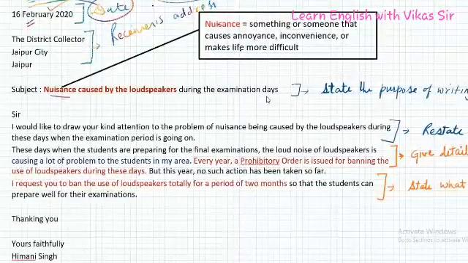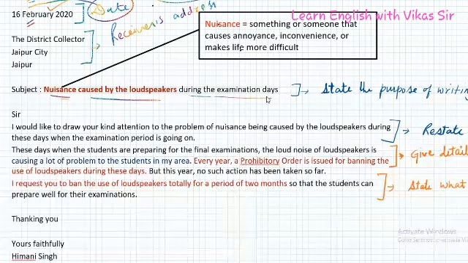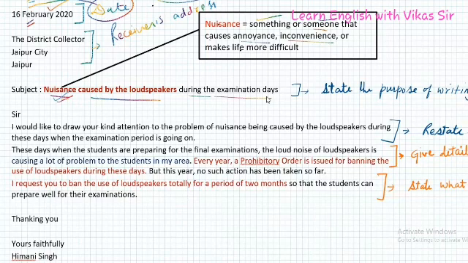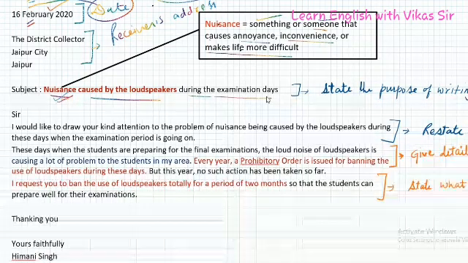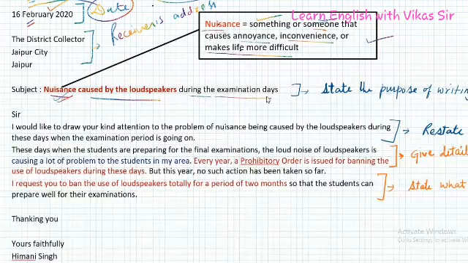Nuisance caused by the loudspeakers during the examination days. So what does the word nuisance mean here? Some of you might not know this, so I have written it down here to help. Nuisance is something or someone that causes annoyance, inconvenience, or makes life more difficult. Something that makes life hard, whether it is something or someone, we call a nuisance. So, nuisance caused by the loudspeakers during the examination days.